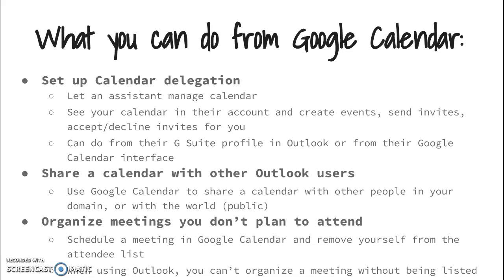You can share a calendar with other Outlook users using the Google Calendar, to share a calendar with other people in our domain or with the public. We can organize meetings that you don't plan to attend from the Google Calendar. In the Google Calendar, we can schedule a meeting and remove ourselves from the attendee list. When using Outlook, you can't organize a meeting without being listed as an attendee.